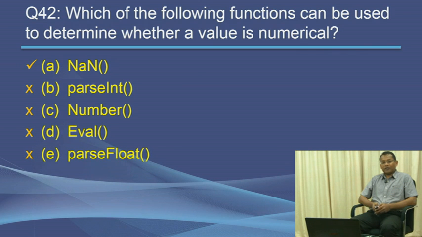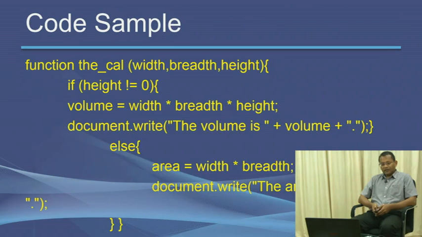parseInt won't actually check if something is a number or not. It will basically convert a string numerical value into an integer value. Number will do the same thing, it will evaluate values, but it won't check if something is a number or not. parseFloat will actually convert a string into a float value and not check whether it is a number or not. So A is the only correct answer. So this is the code we were talking about in the previous question.